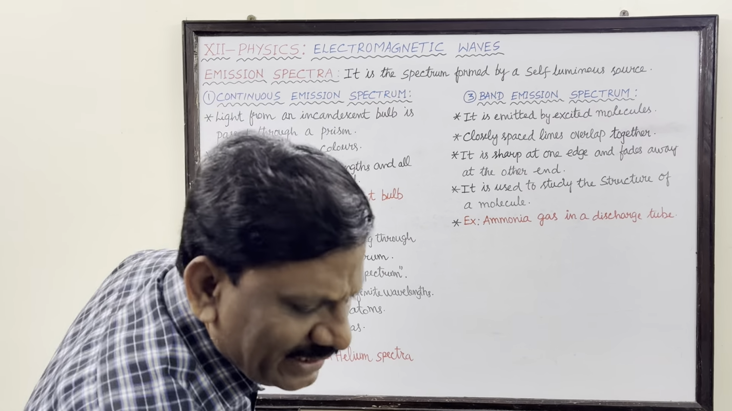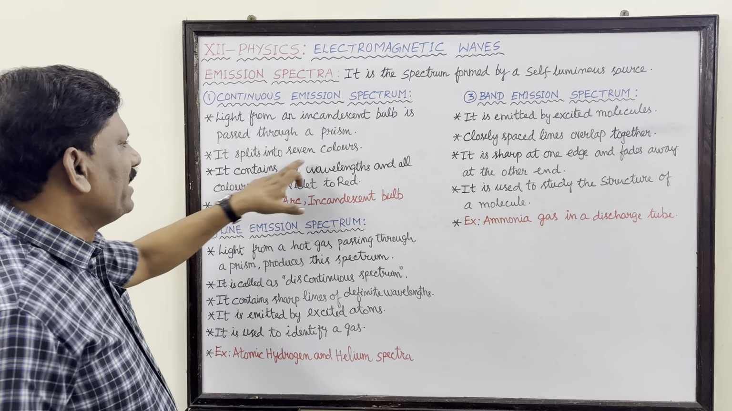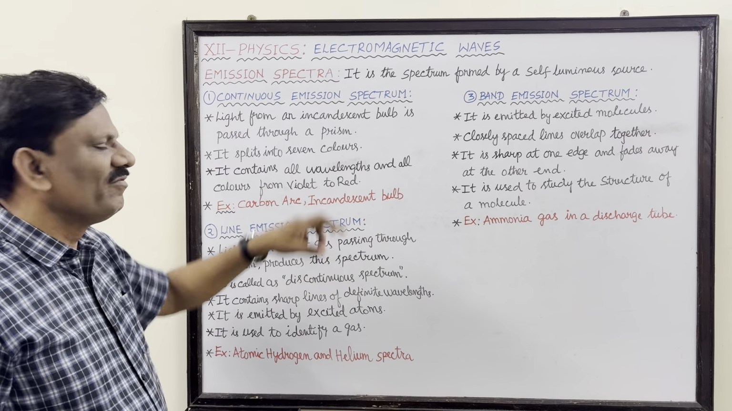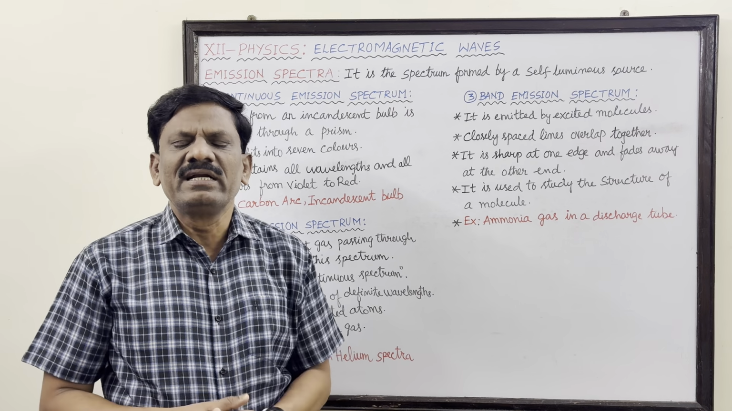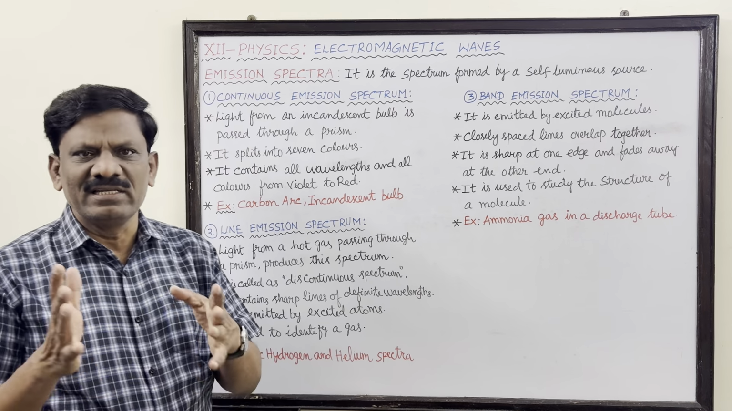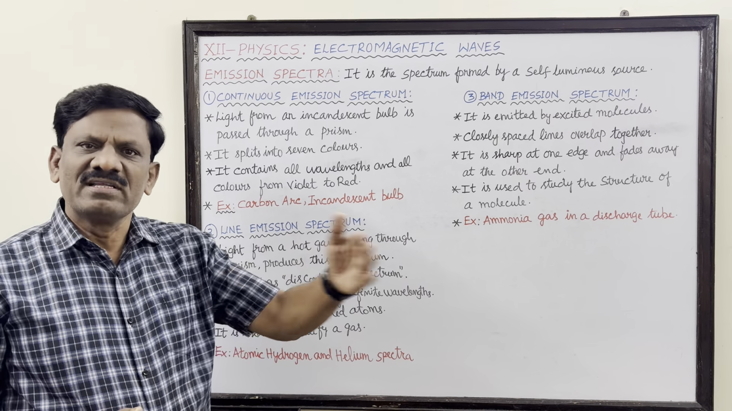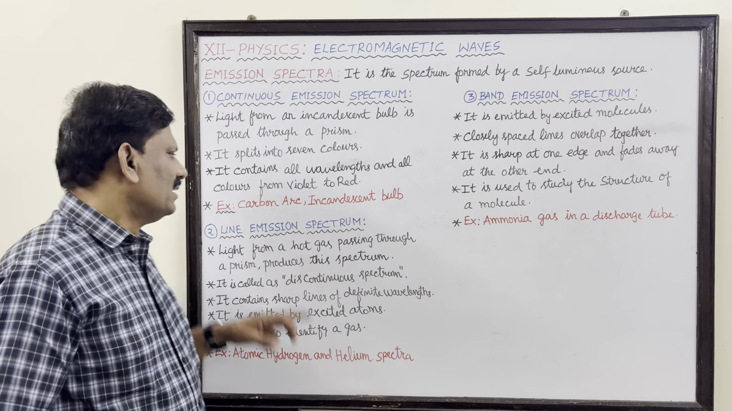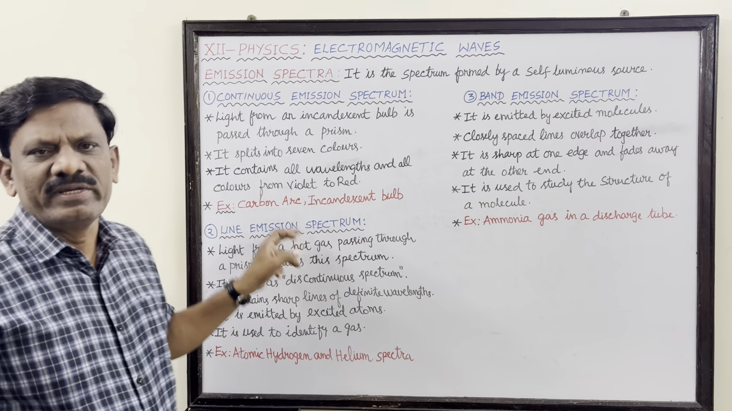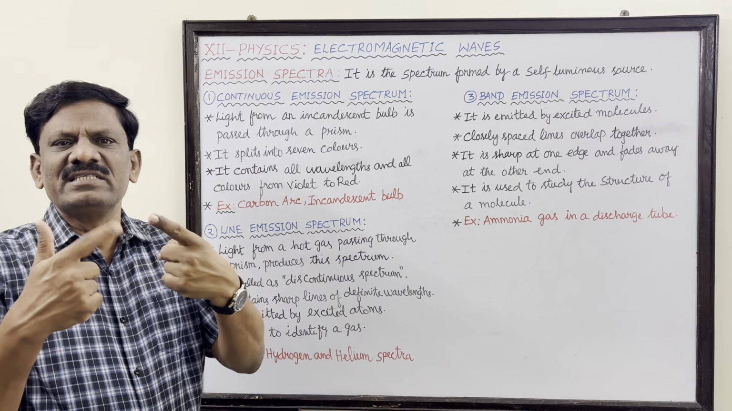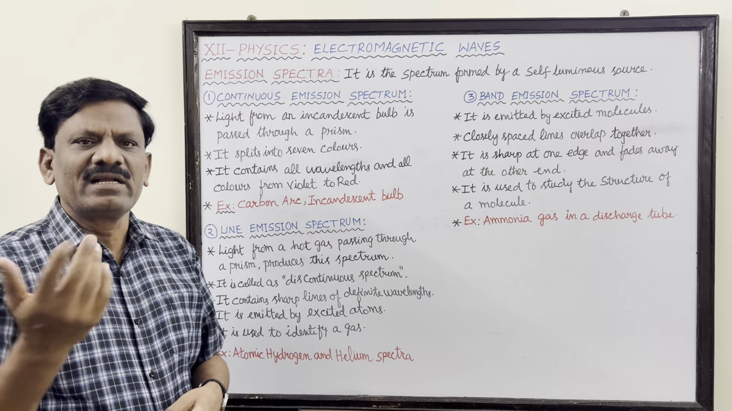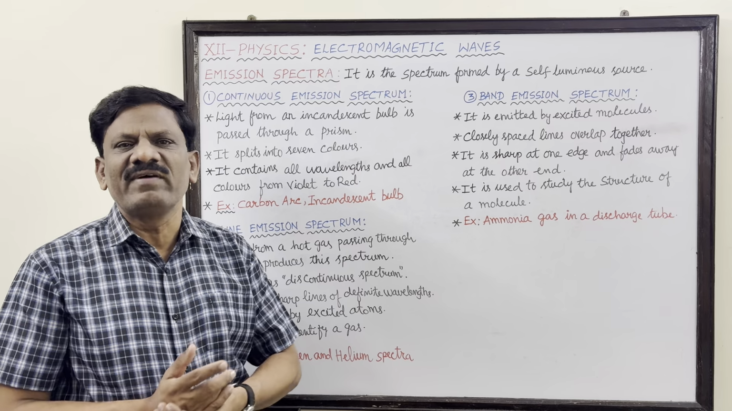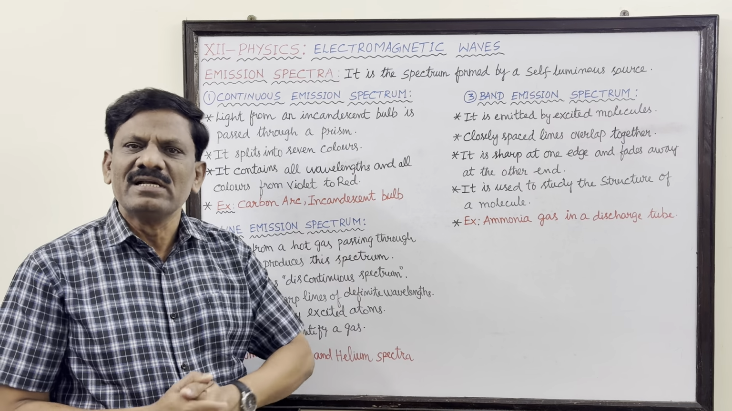So it contains all colors. It splits into 7 colors. It contains all wavelengths and all colors from violet to red. We know that violet is the shortest wavelength in the VIBGYOR spectrum and red has the longest wavelength. Example, carbon arc. In arc lamps, two rods are touched with each other, and sparks come with white light. Like that, carbon arc gives out white light. Then incandescent bulbs, the 40 watt, 60 watt bulbs, produce continuous emission spectrum.